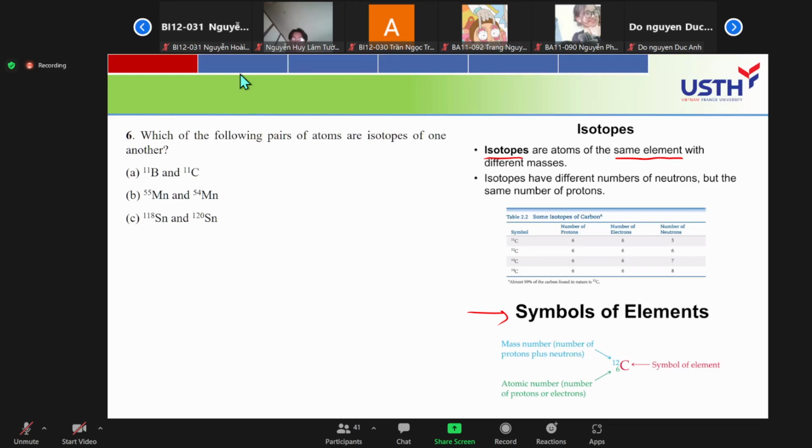Isotopes are the same element, so the same element has the same symbol. The second thing, isotopes will have a different mass. Where is the mass? The mass on the symbol of the element is here, the upper value. The lower value will be the atomic number. And normally, if you have the same symbols, you will have the same atomic numbers. So by that, of course, this one is wrong. This one, right, right.